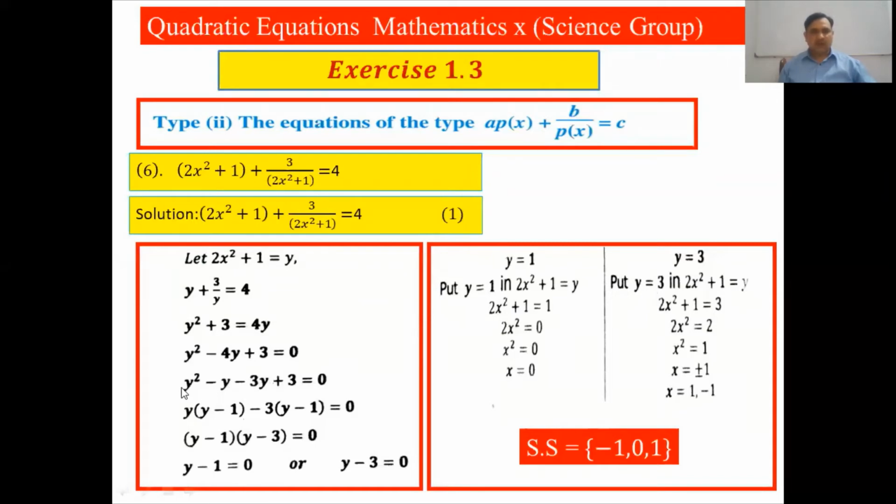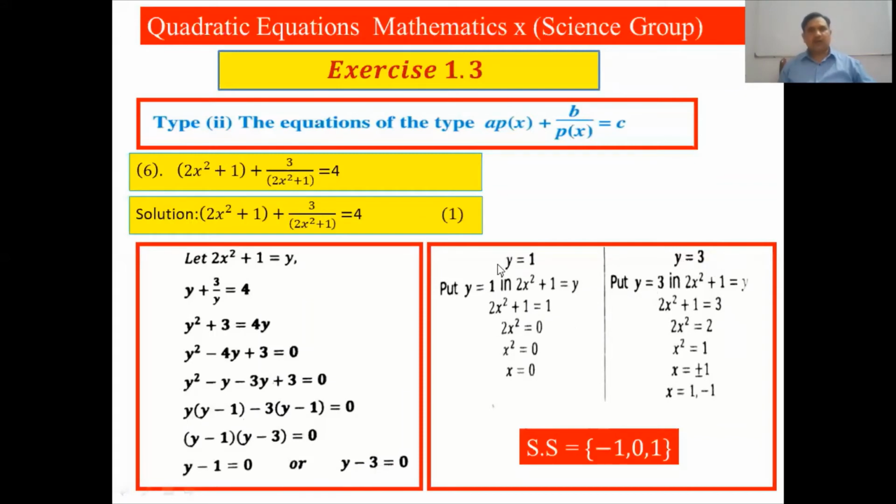From the first two terms we can take y as common: y(y − 1). From the other two terms we can take minus 3 as common: −3(y − 1) = 0. Now here is y − 1 and here is y − 1, so we take y − 1 as common, and we are left with (y − 1)(y − 3) = 0. Either y − 1 = 0 or y − 3 = 0. If y − 1 = 0, then y = 1. If y − 3 = 0, then y = 3.